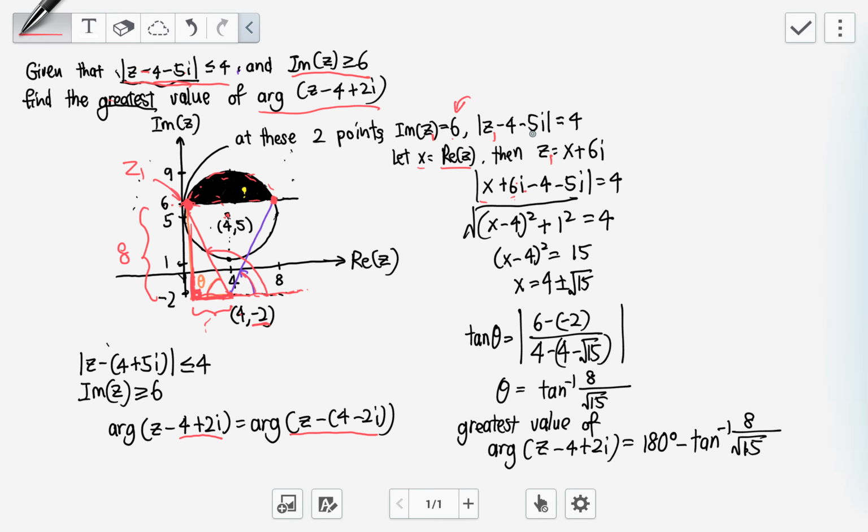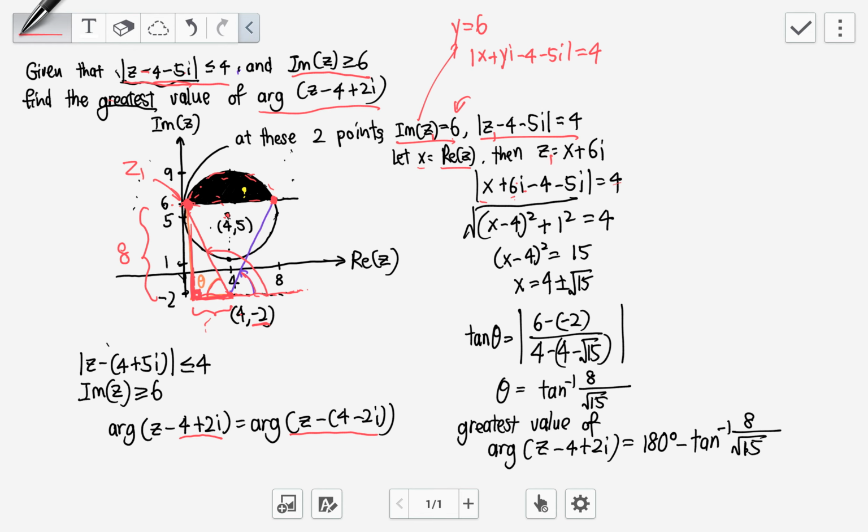So then after that, minus 4 minus 5i must satisfy equals to 4. So this is like doing a simultaneous equation between this and this. If you are more comfortable with this, you can write y equals to 6, and then x plus yi minus 4 minus 5i equals to 4, and then solve the simultaneous equation. It will work as well, but I'm doing this, so I've already substituted 6 inside.